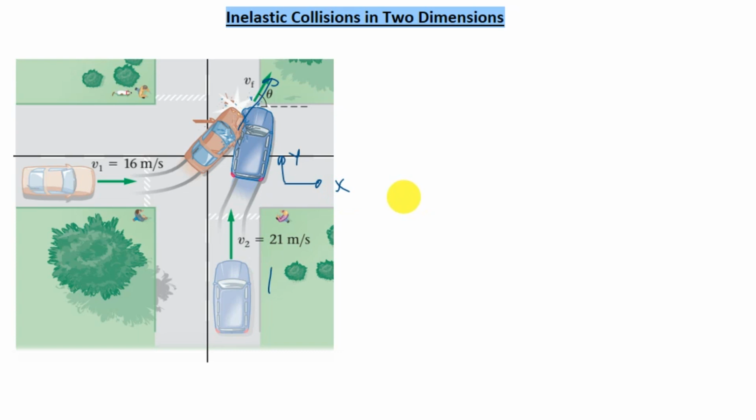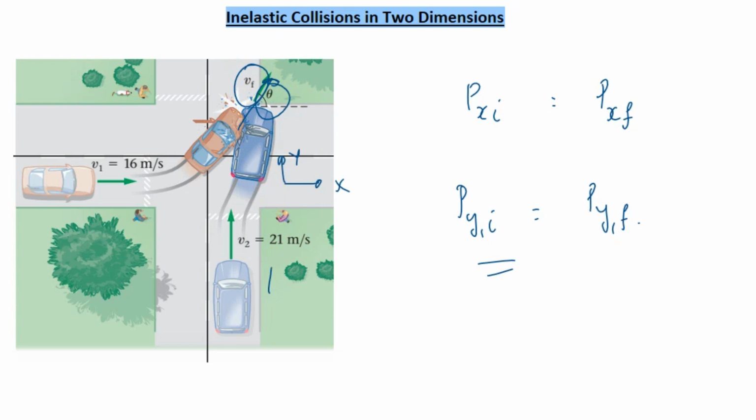Since momentum is a vector quantity, we can conserve momentum in the x direction separately and in the y direction separately. So the initial momentum in the x direction equals the final momentum of the system in the x direction. Similarly, the initial momentum in the y direction equals the final momentum in the y direction. These two equations we can use to find the final velocity and the angle theta relative to the x-axis. So this is all about the inelastic collision in 2 dimensions and in 1 dimension.